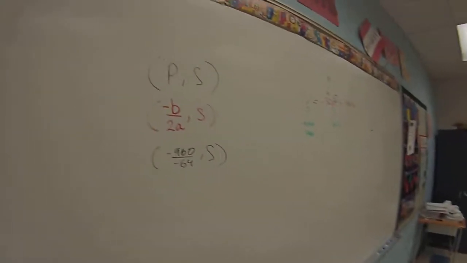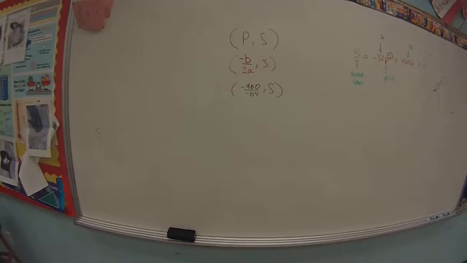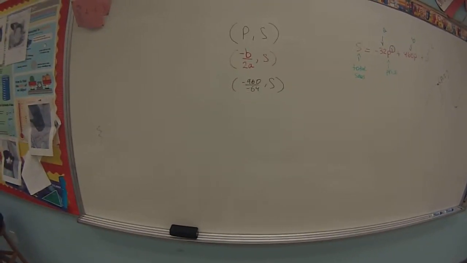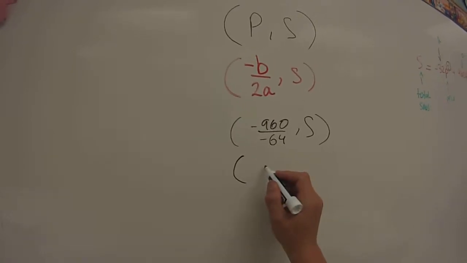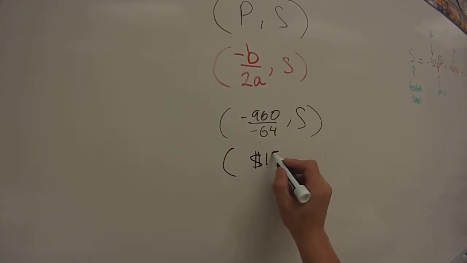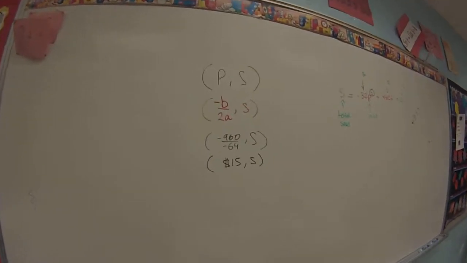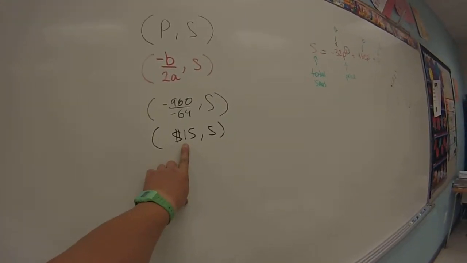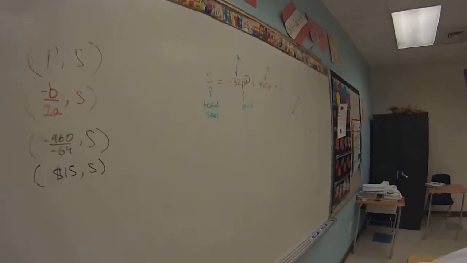We're going to go ahead and divide negative 960 by negative 64, which is exactly 15. So this will give us $15. It's telling us to price our toy at $15. If our toy is $15, that will give us the highest amount of sales.